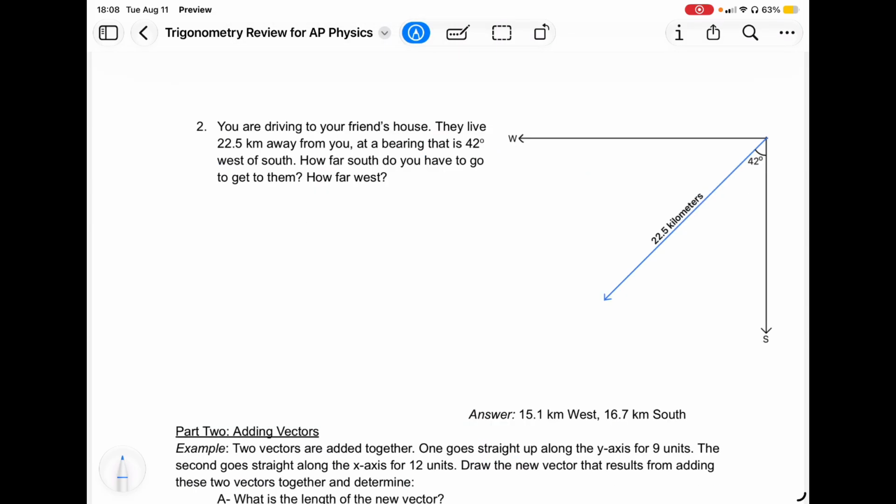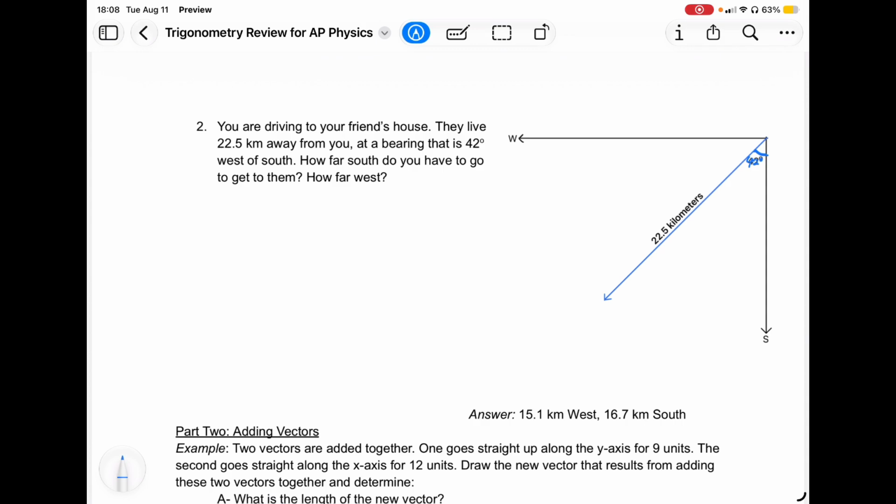Question 2, you are driving to your friend's house. They live 22.5 kilometers away from you, and they are at a bearing that for some reason you know, and it's 42 degrees, and that bearing is west of south.